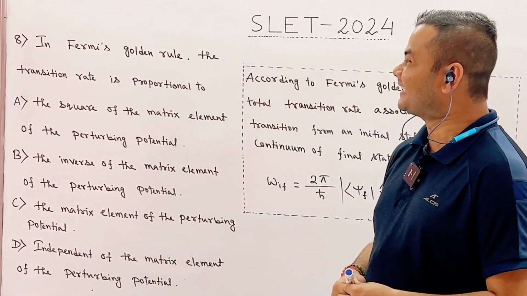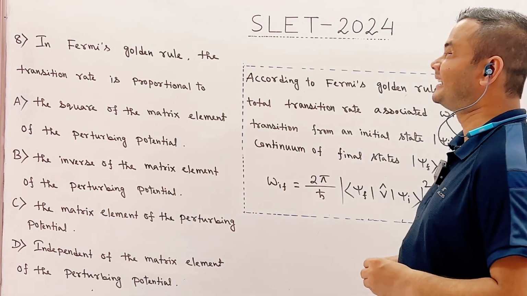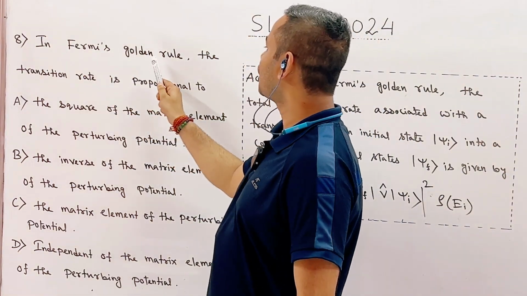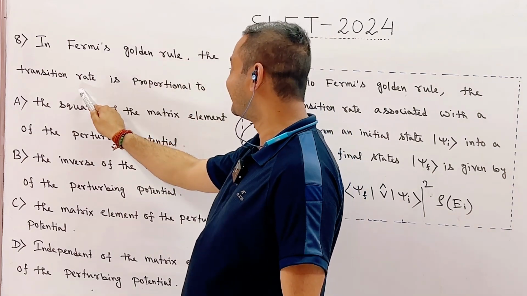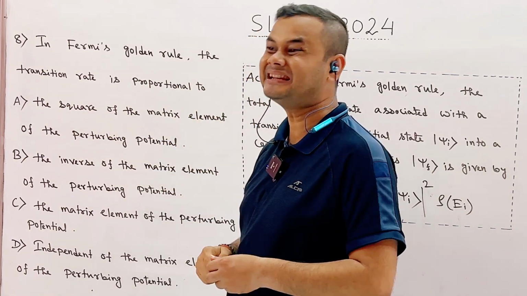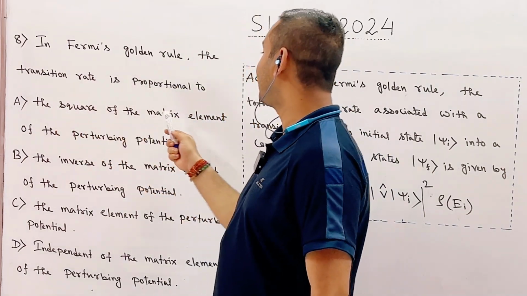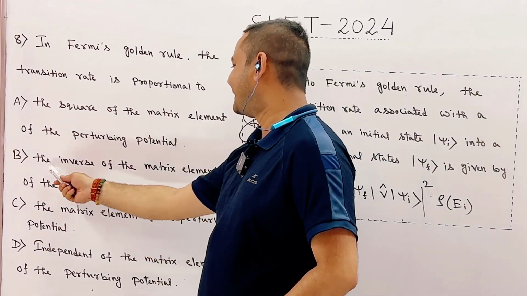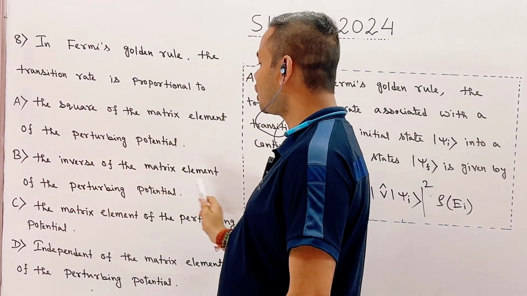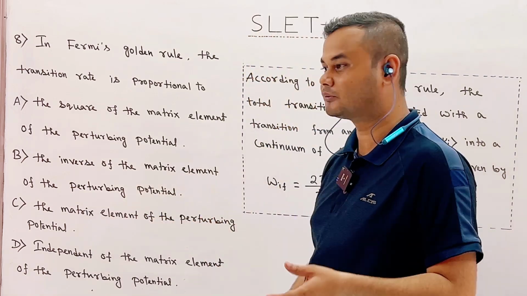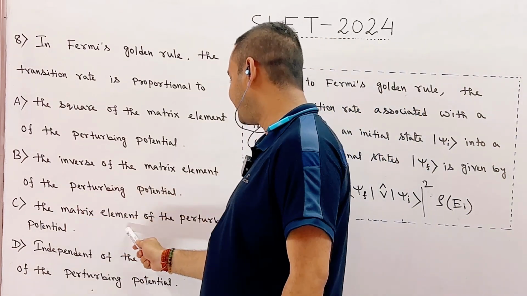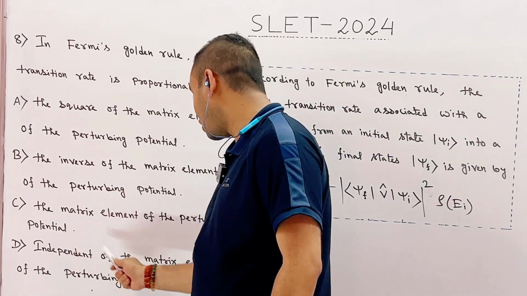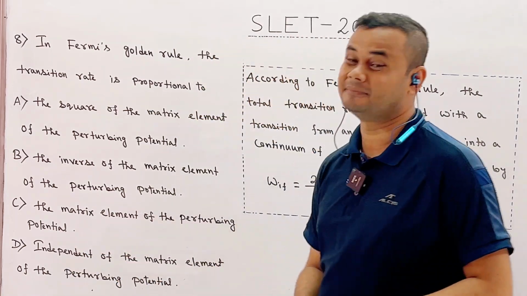This problem number 8 is asked from quantum mechanics topic, and according to this problem, in Fermi's golden rule, the transition rate is proportional to option A, the square of the matrix element of the perturbing potential. Option B, the inverse of the matrix element of the perturbing potential. Option C, the matrix element of the perturbing potential. Option D, independent of the matrix element of the perturbing potential.